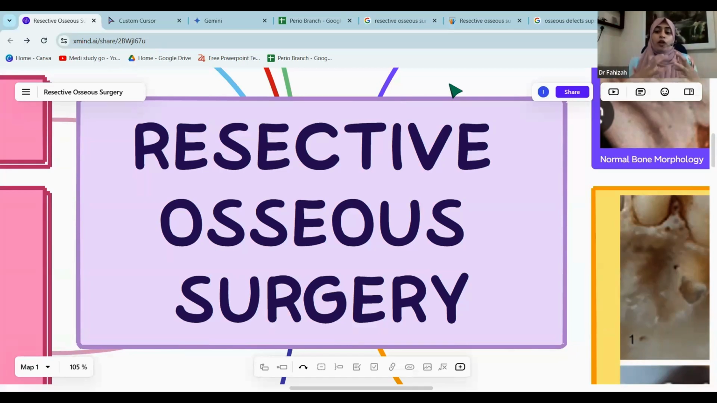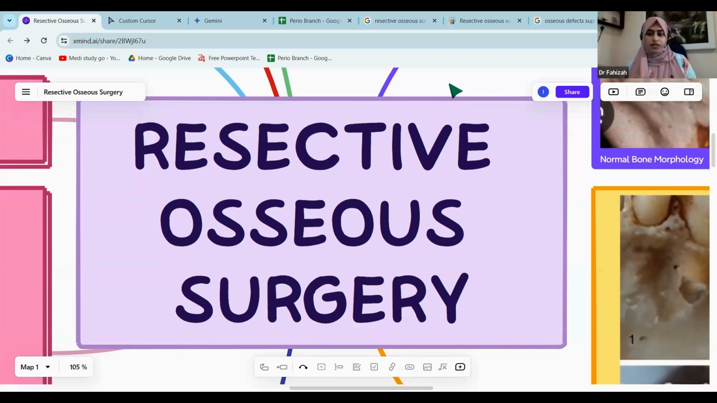But when you're doing an open flap debridement, you remove the debris, but you can see that there is a small bony ledge over there. So you smoothen it. That itself is called resective osseous surgery. That was not the intended treatment, but when you opened the flap, you saw that there were bony irregularities, so you smoothen them.